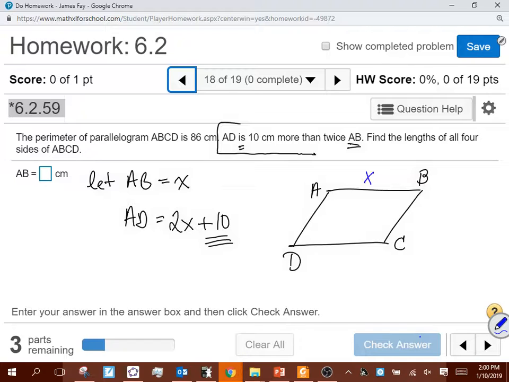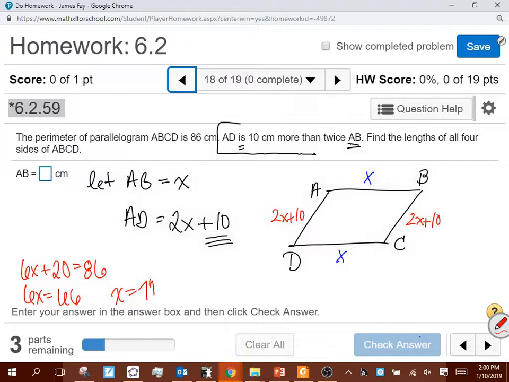So now AB is X. What's DC then? X. AD is 2x plus 10. What's BC? 2x plus 10. What can I do now if I'm going to work with perimeter? Add them up. So we get 6x plus what? 20? Should equal 86. Okay. So 6x equals 66. X is 11. And if x is 11, can I plug that back in, get 22 plus 10? Be 32?